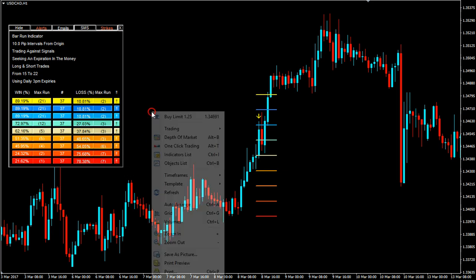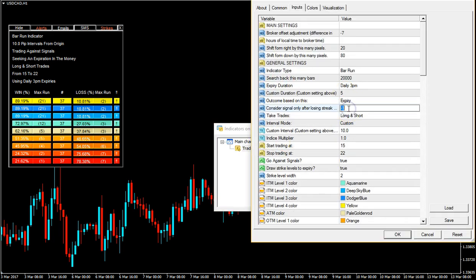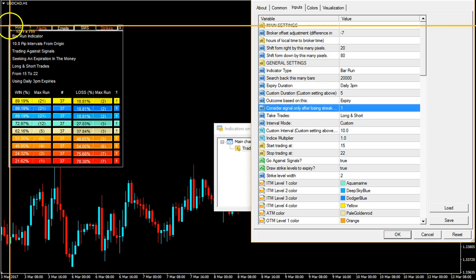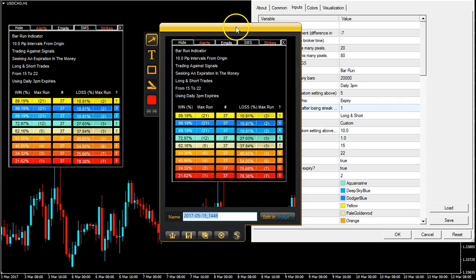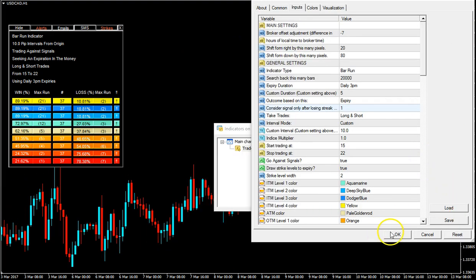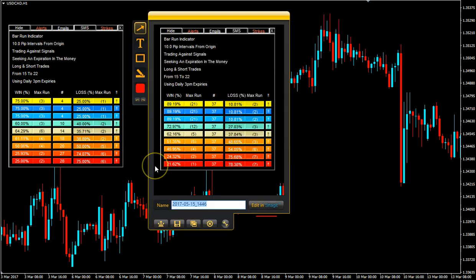So if I were to go in here, and I would change this to 1, because I want to only see them after 1 loss in a row. I'm going to take a picture of this one just for reference. I'm going to click OK. Now, some of the strikes disappear. Do you see that? And we put in 1 loss in a row.